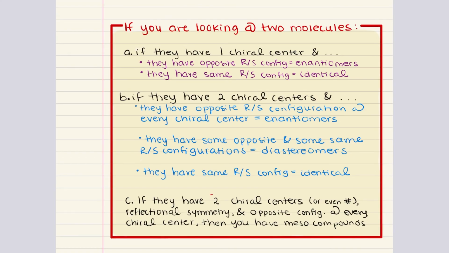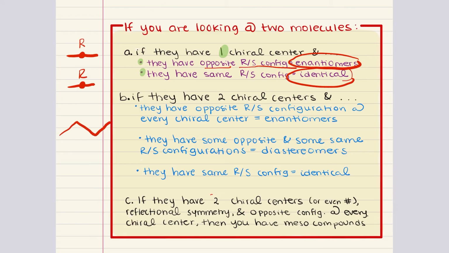If we were comparing 2 molecules that only have 1 chiral center, there are 2 possible scenarios. If they have opposite R and S configuration, for example, this one would be R and this one would be S, then they would be identified as an enantiomer pair. If they were both the same, let's say that they're both R and R, then they would be identified as identical molecules.